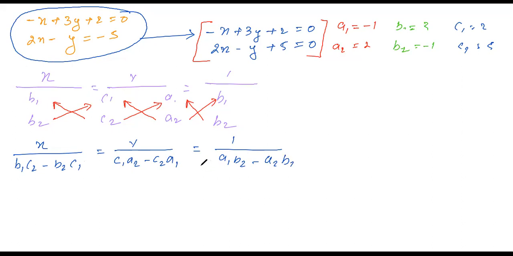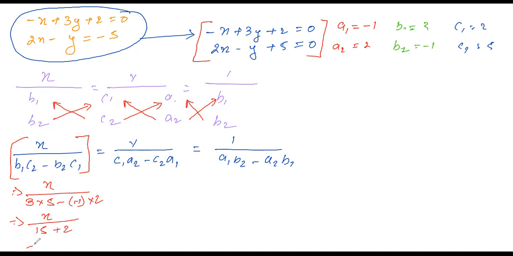After we get this, we will go for placing the values. How can we place the values? You all know about it. I'm just doing x right now. So x by b1, which is 3, times c2, which is 5, minus b2, which is minus 1, times c1, which is 2. If you solve this, it is x by 15 plus 2, so x by 17.